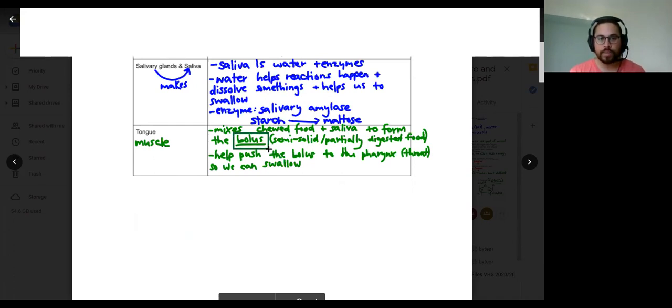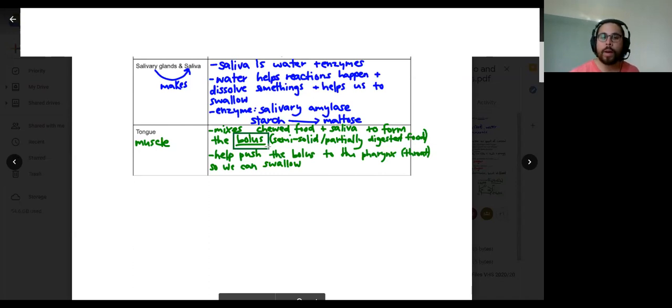So this bolus is able to form up in the mouth. And as the tongue helps to form this bolus, it's also able to help push it back into the pharynx or the throat so that the swallowing action can take place. So when you think about chewing food, think of your tongue and what it's doing and how it's able to help form that food into that mass called a bolus, which is a somewhat solid, but not quite solid, partially digested mass of food, because the saliva is breaking stuff down.